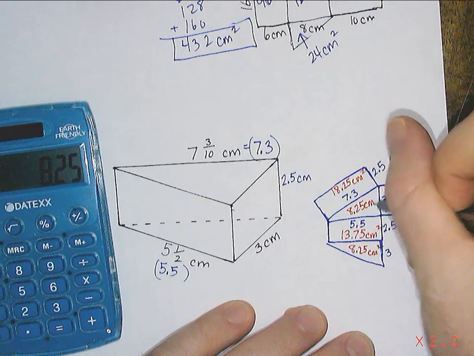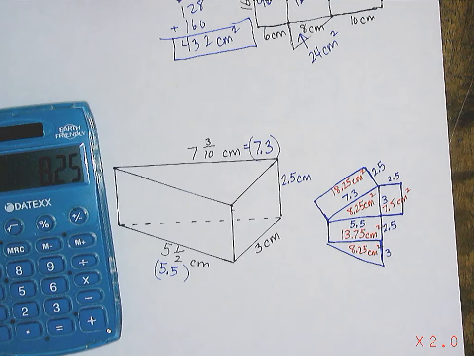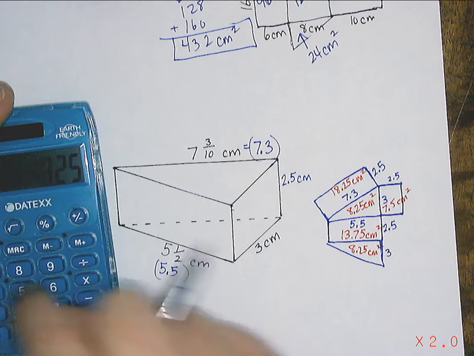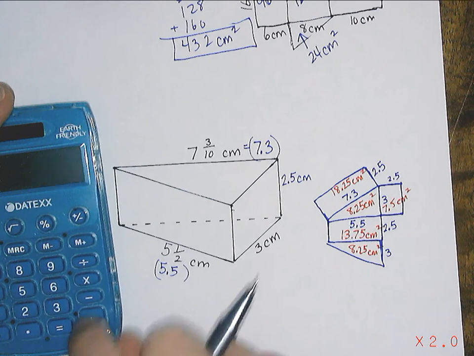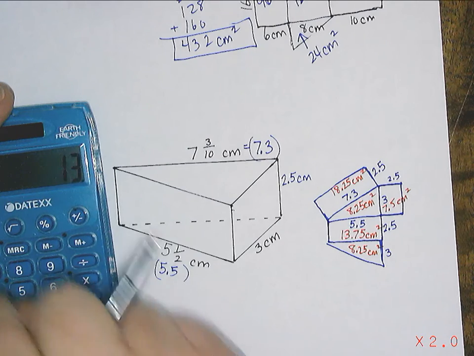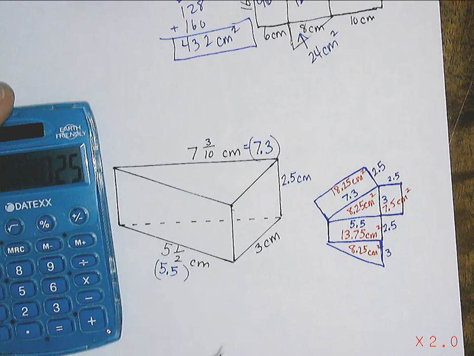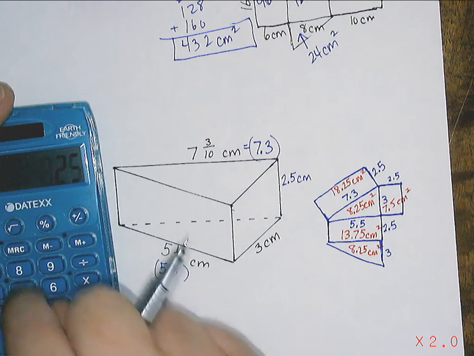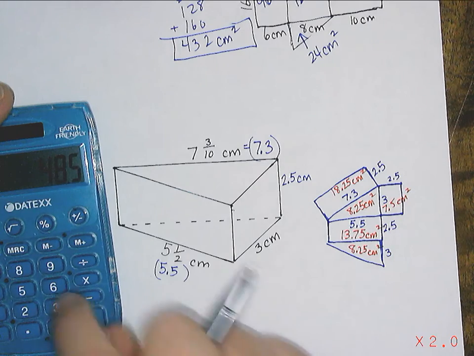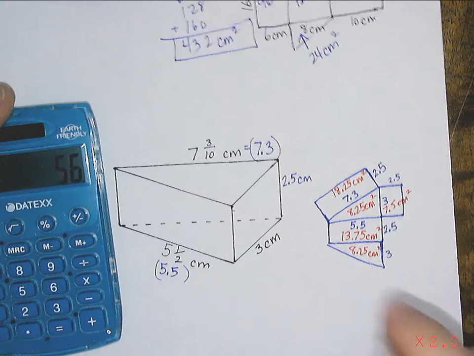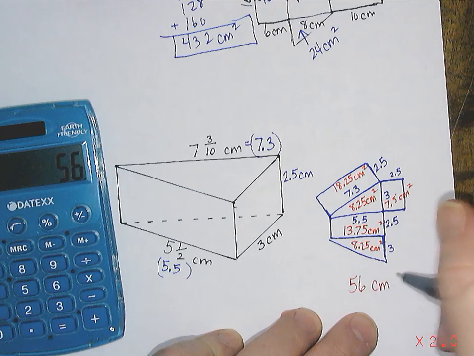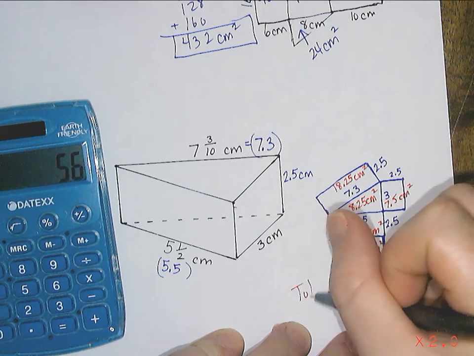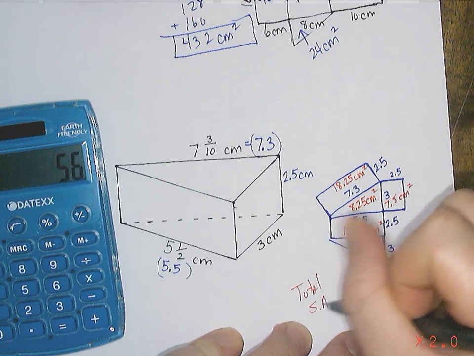Same shape. So what you do now is you add them all together. 18.25 plus 8.25 plus 13.75 plus 8.25 plus 7.5 equals 56. So the total is 56 centimeters squared. That's going to be your total surface area.